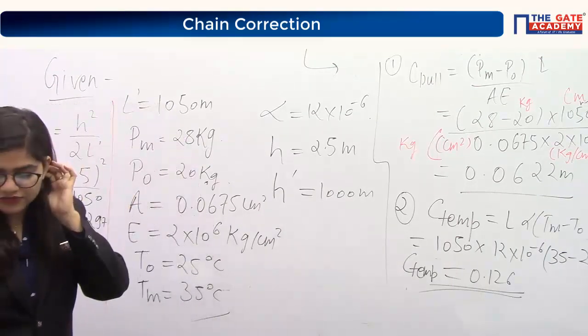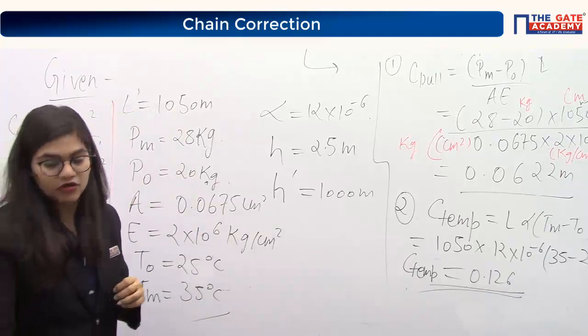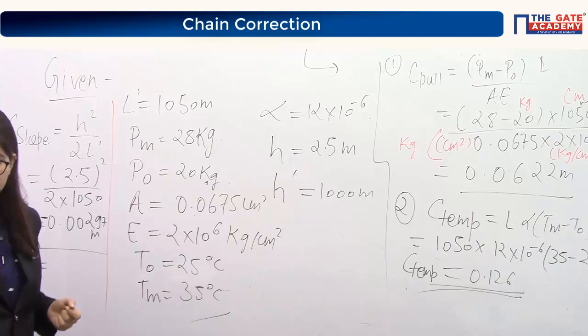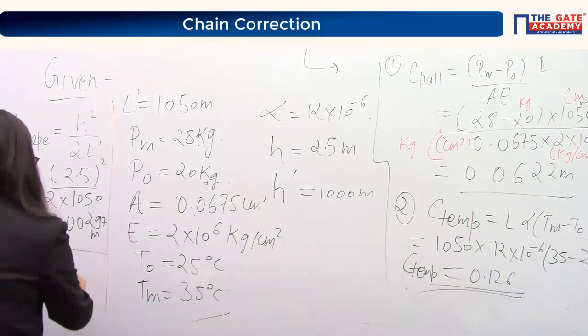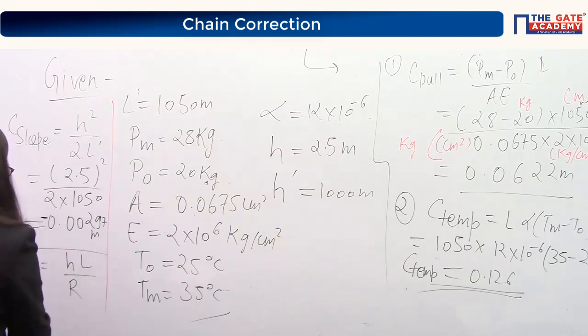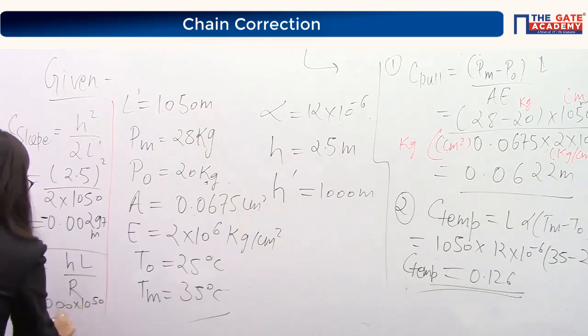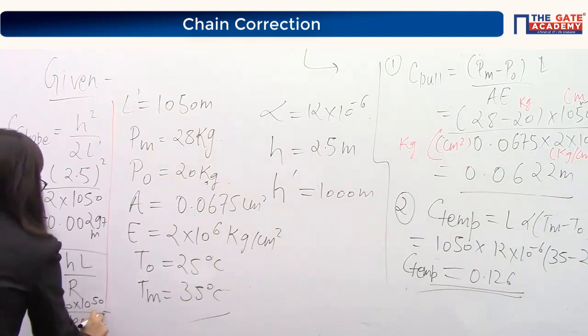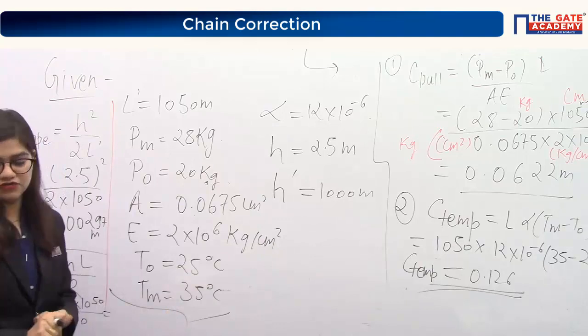Now come to next. Next, what is remaining? Your correction for MSL. What was the formula for that? The formula is HL by R. So H is how much? 1000. L is 1050. R is 6400. So the answer that you will get.